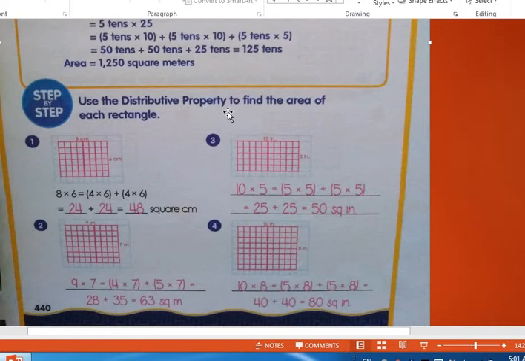Okay, let us see the sample questions. Use the distributive property to find the area of each rectangle. So I'm going to use the property of distributive. Here I have 8 times 6. 8 times 6 equals what?